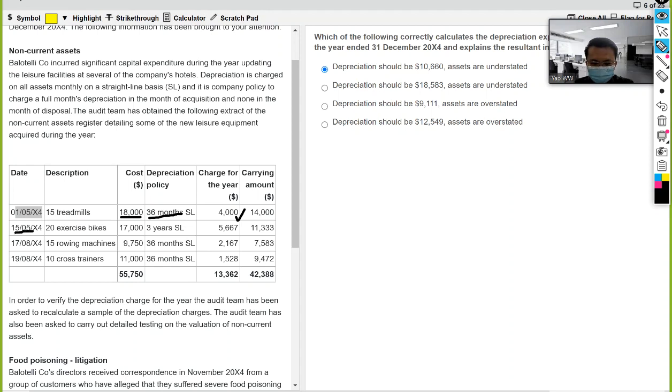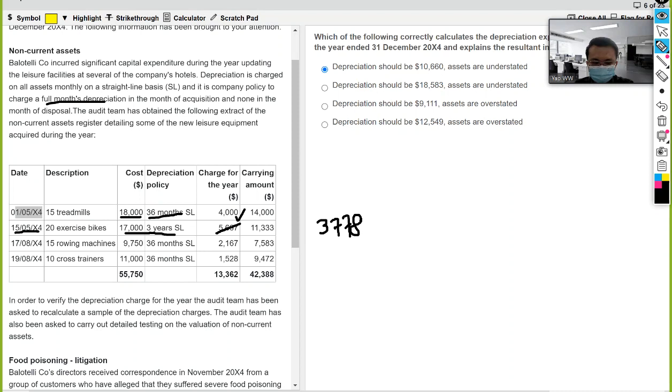Same thing, mid of May, they bought the asset. 17,000, we have 36 months as well. So I divide it by 36 months. Again, full month depreciation is used. So I base on 8 months to charge the depreciation on 17,000. I'm not getting 5,667. I'm getting 3,778 for the bikes.